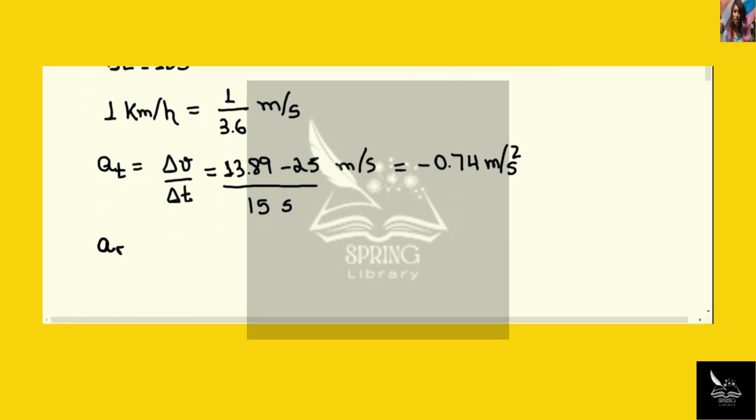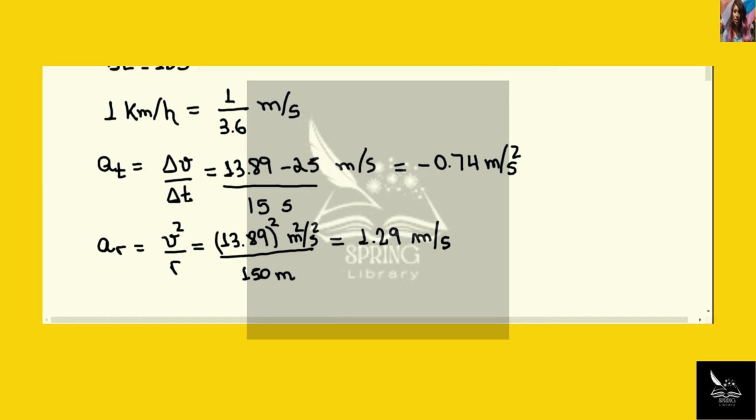On the other hand, the radial acceleration is v squared over r. When the train has a speed of 50 kilometers per hour, that is 13.89 meters per second, this is 13.89 squared meters squared per second squared divided by r, which is 150 meters. So the radial acceleration is 1.29 meters per second squared.